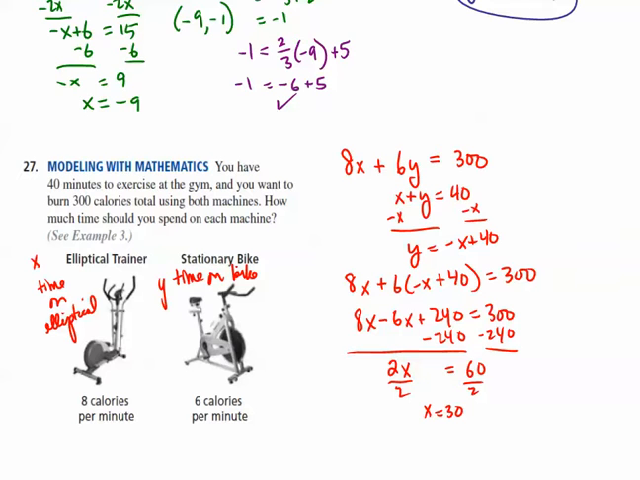If x is equal to 30 minutes, and I have a total of 40 minutes, then y will have to equal 10 minutes, and I'll plug them back into the first equation, 8 times 30 plus 6 times 10. Does that equal 300? 8 times 30 is 240 plus 60, and that does indeed equal 300. I have 40 minutes, 300 calories, and I'm good to go there.